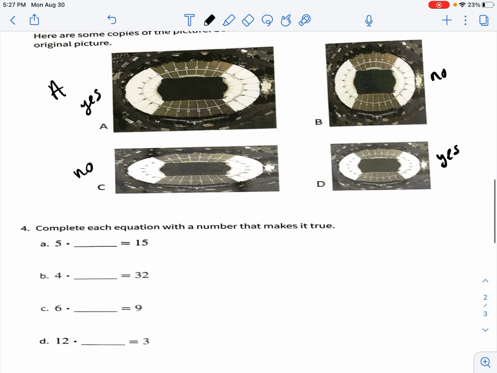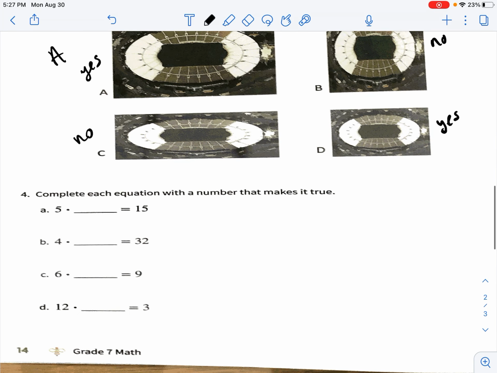So, okay, last one, number 4. This is just completing each equation. So 5 times 3 gives you 15. 4 times 8 gives you 32. 6 times 1.5 gives you 9. And then 12 times 1/4 gives you 3.